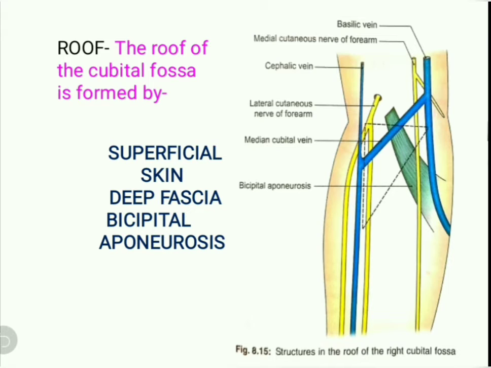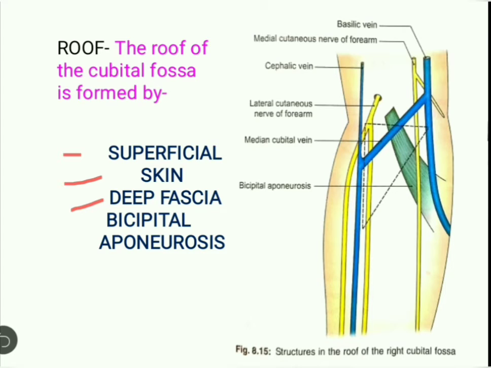Now the roof of the cubital fossa. The roof of the cubital fossa is formed by 4 structures. If we look at the front of our elbow, the first structure which we will find is our skin. Then beneath the skin we have the superficial fascia, under which we have the deep fascia, then we have a bicipital aponeurosis. So there are 4 structures which form the roof of the cubital fossa, that is skin, superficial fascia, deep fascia, and bicipital aponeurosis.